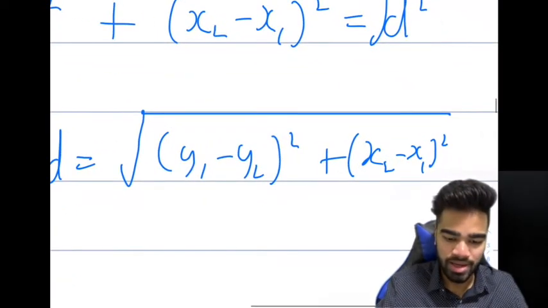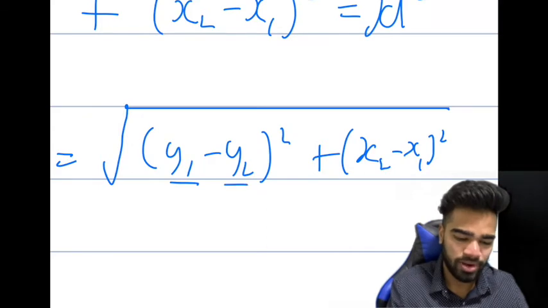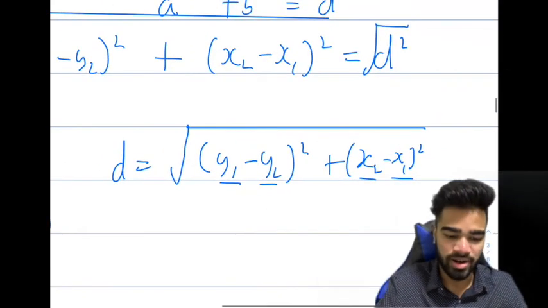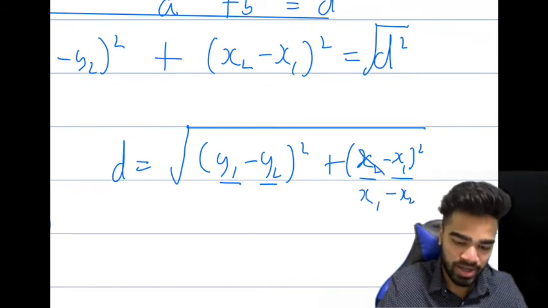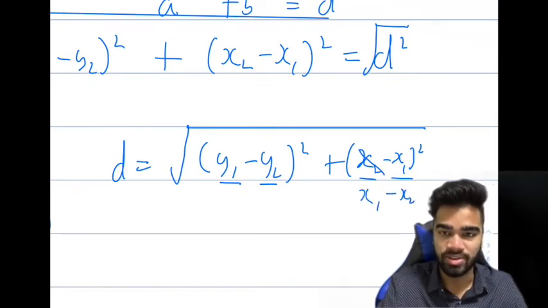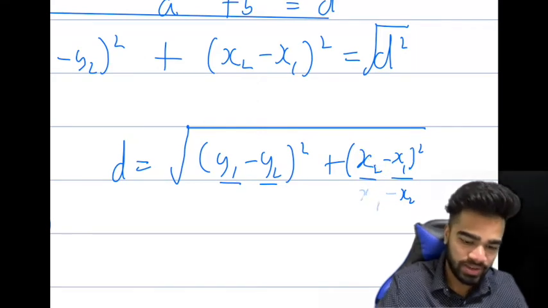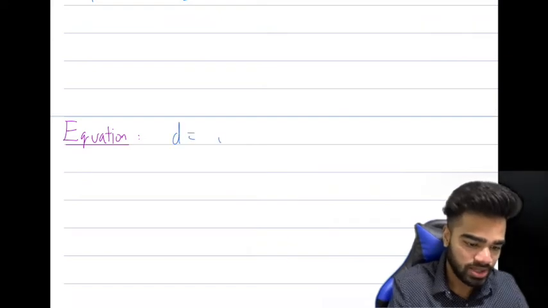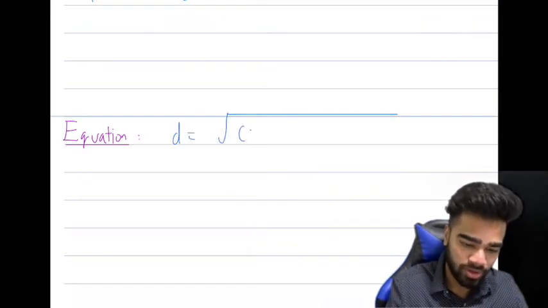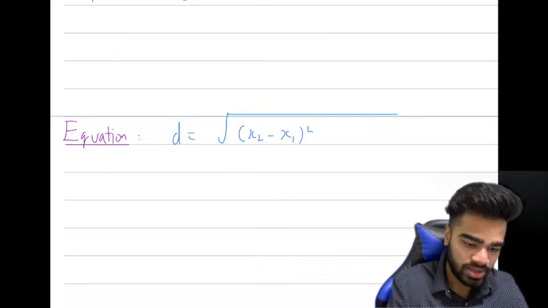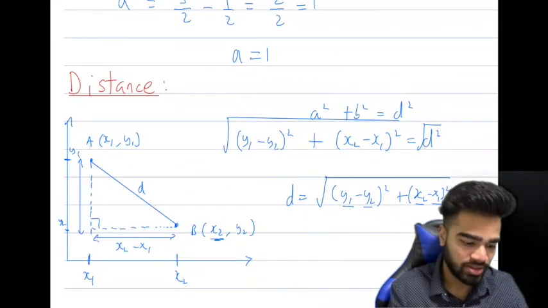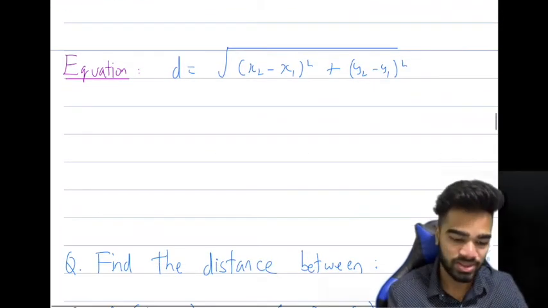Very simple. Okay, so you guys notice something weird here. We have y1 first and then y2 second, x2 first and x1 second. It doesn't matter if you switch them around. So for example, this could be x1 minus x2 just as easily. It doesn't really matter for this formula. Okay, so basically, I'm going to write down the proper formula for you guys. So the equation is distance is square root of x2 minus x1 squared plus y2 minus y1 squared. This literally, guys, comes from Pythagoras theorem, a squared plus b squared equals c squared. That's where this equation comes from.